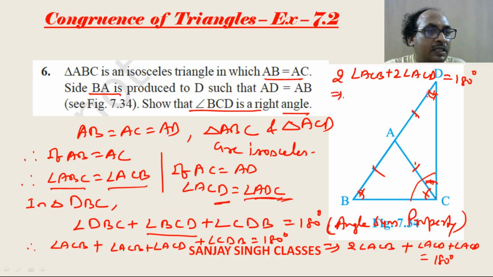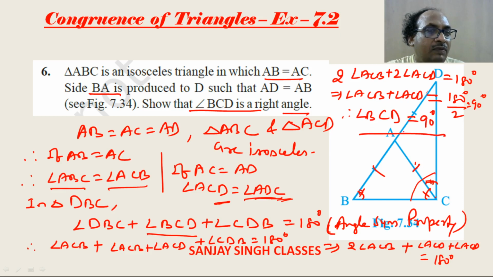This gives us angle ACB plus angle ACD is equal to 180 degree by 2, which is 90 degree. And angle ACB plus angle ACD is angle BCD, which is equal to 90 degree, and that is what we needed to prove: angle BCD is a right angle.